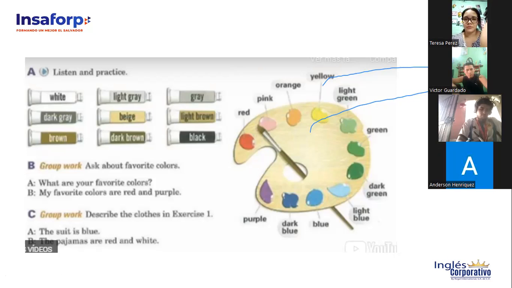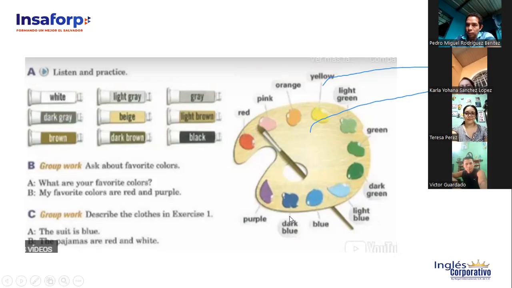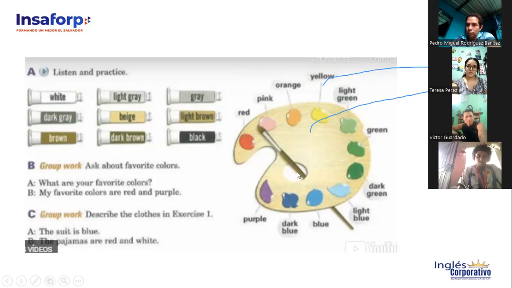Okay. So, how can I say que un color sea claro? ¿Cómo digo claro? Light. And oscuro? Dark. Exactly. So we have light and dark. That's why we have light blue. Light blue is celeste, right? Azul claro. And we also have dark blue. And dark green. Verde oscuro, right? And light green. So we have a lot of colors.